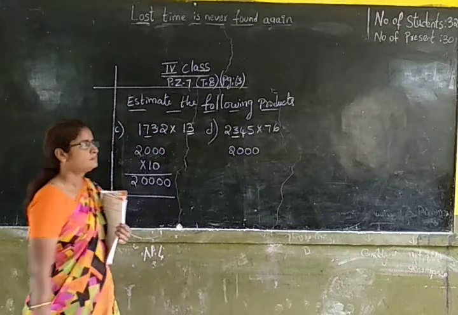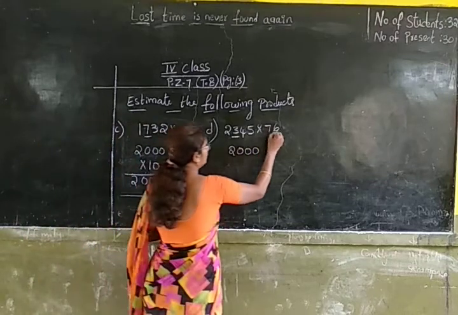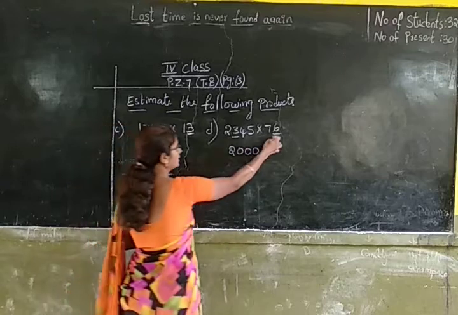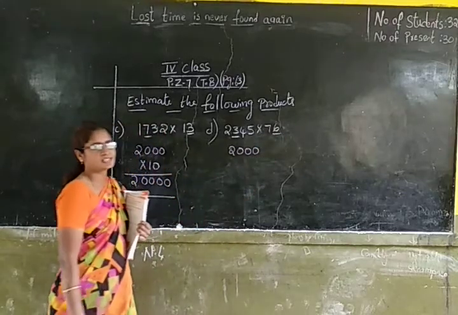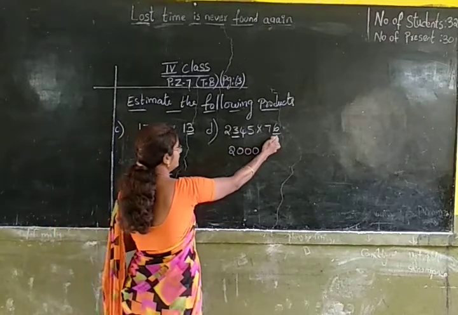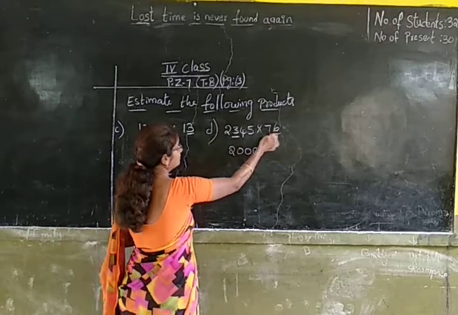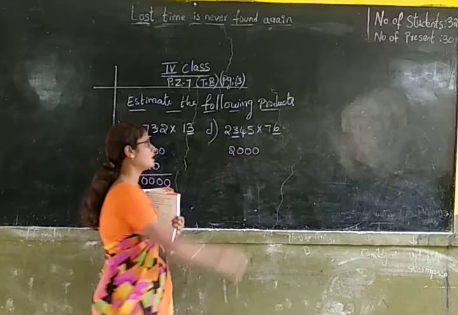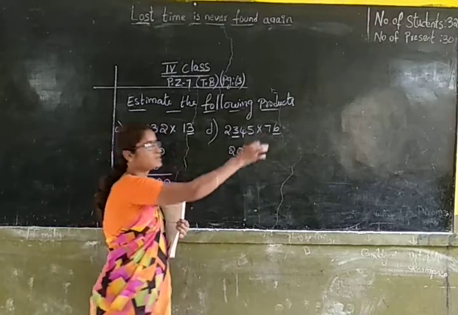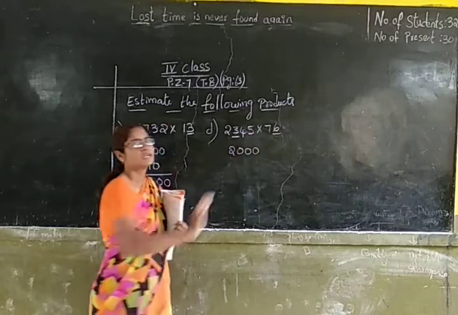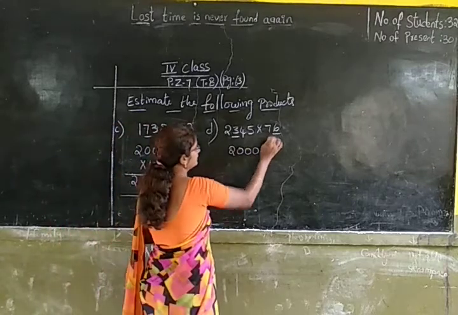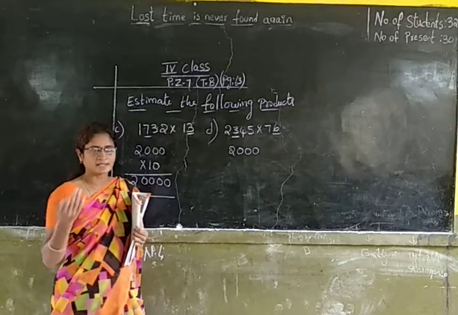Let us round up this number to the nearest tens. Sorry children, for rounding off this number to the nearest tens, we have to underline the digit at its tens place. Here the digit at its tens place is 6 and it is greater than 5.